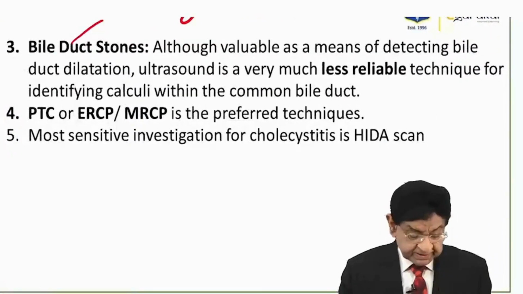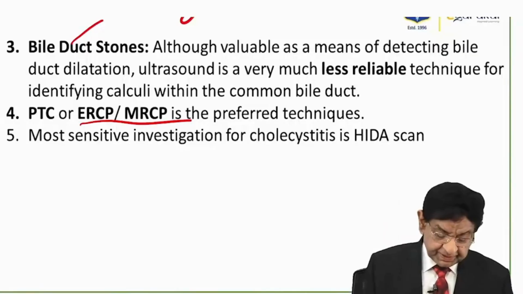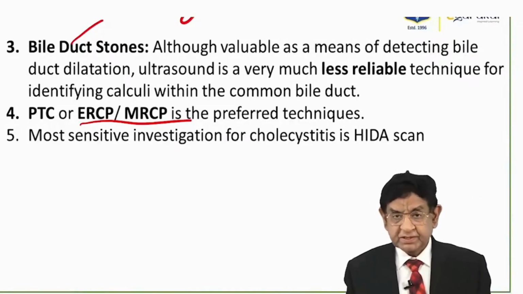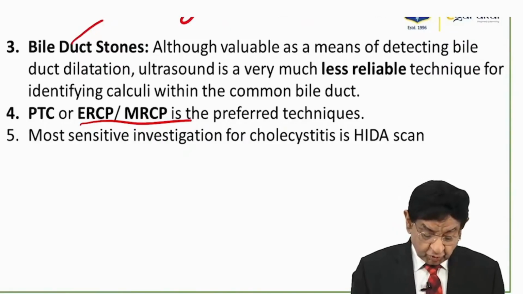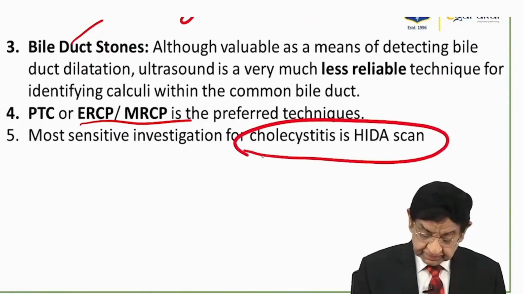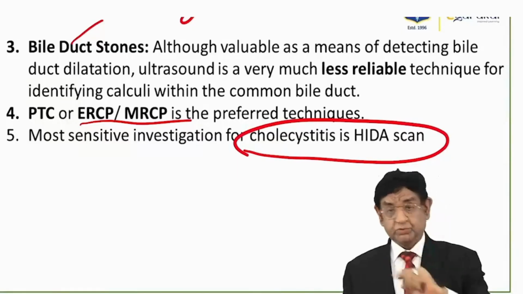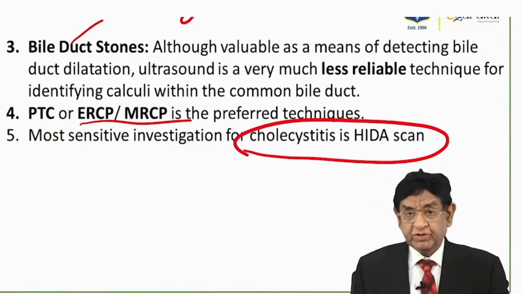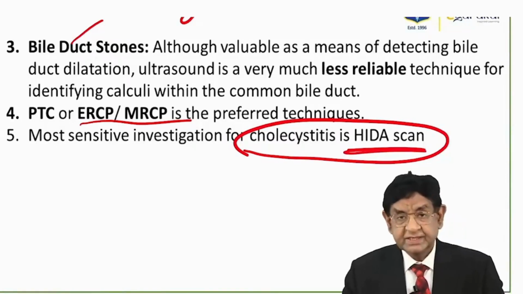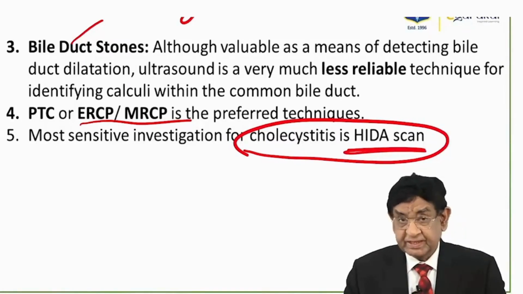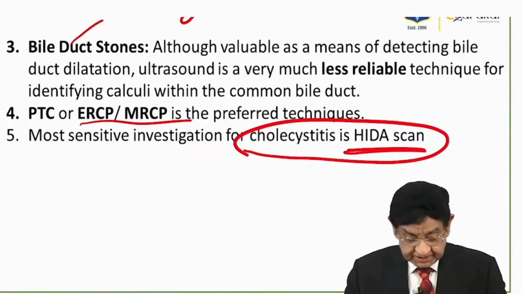Well, in such cases, we can go for ERCP or MRCP to look for the stone, but for cholecystitis, remember, not for the stone. For cholecystitis, HIDA scan is a very good, very sensitive test, but provided it is only for cholecystitis.